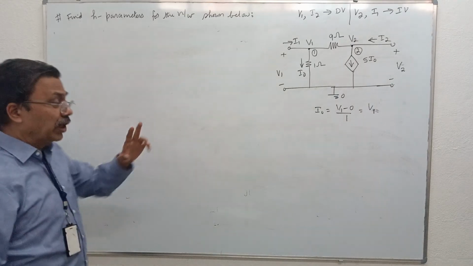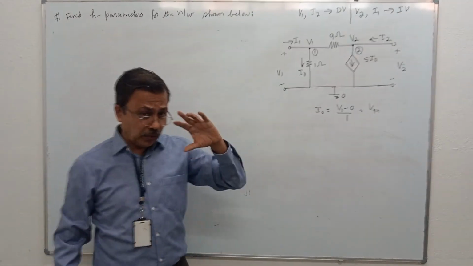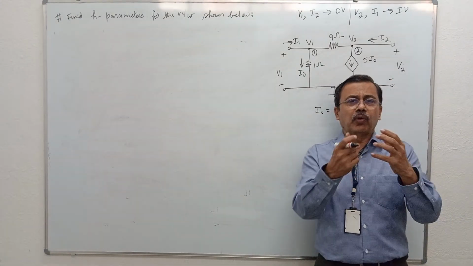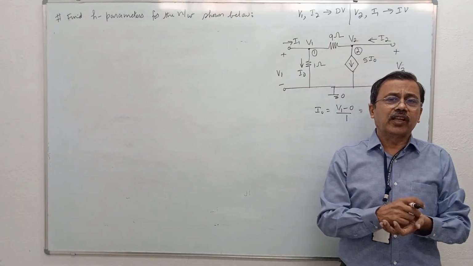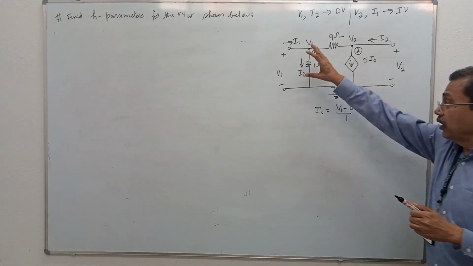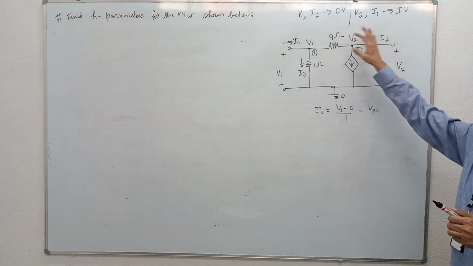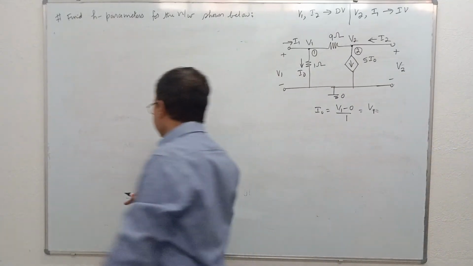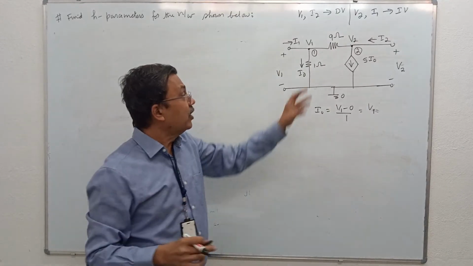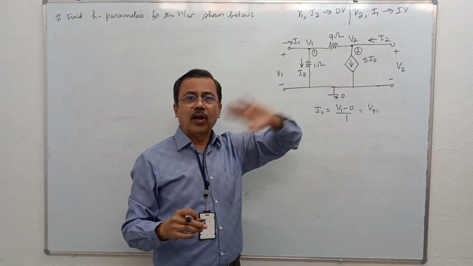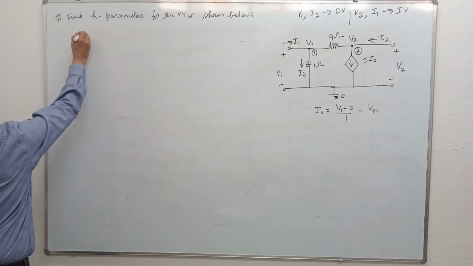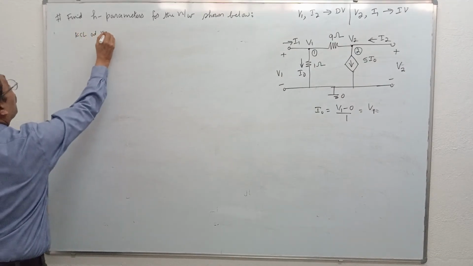So the two equilibrium equations can be based totally on KVL or totally on KCL, or one equation KVL, one equation KCL. It depends upon the topology of the two-port network. Please note that a two-port network should not contain independent sources. Not allowed. Okay?